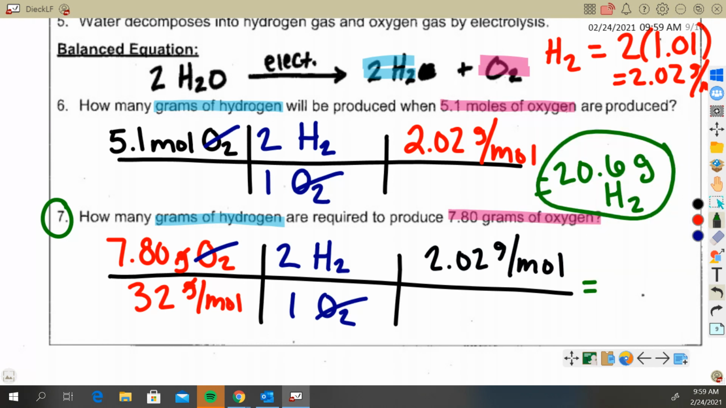is 0.98 grams of hydrogen. Is that what we got? 0.98 grams?